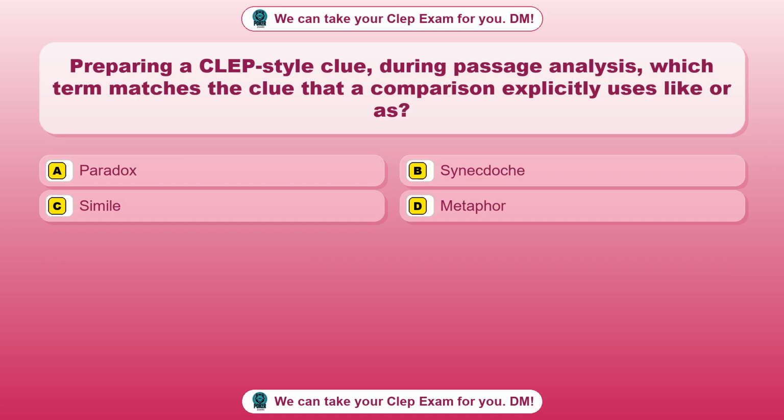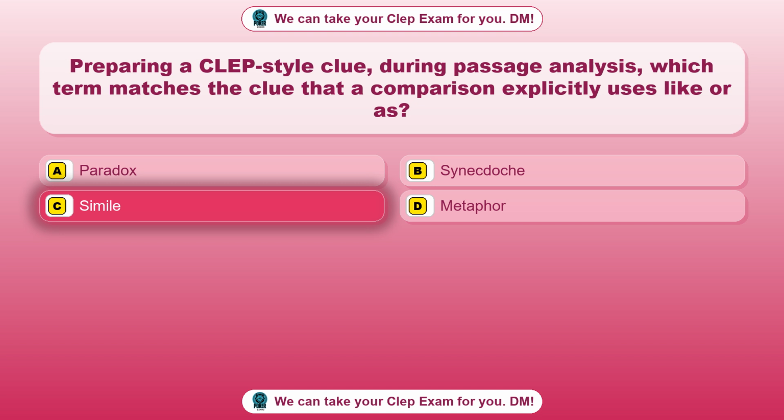Question 86. Preparing a CLEP-style clue. During passage analysis, which term matches the clue that a comparison explicitly uses like or as? Option A, paradox. Option B, synecdoche. Option C, simile. Option D, metaphor. The correct answer is option C, simile.